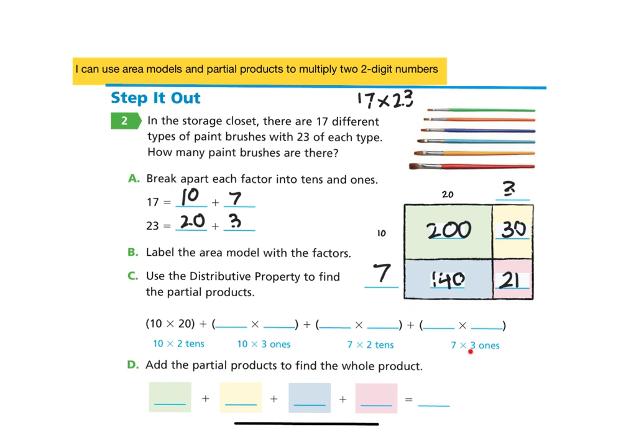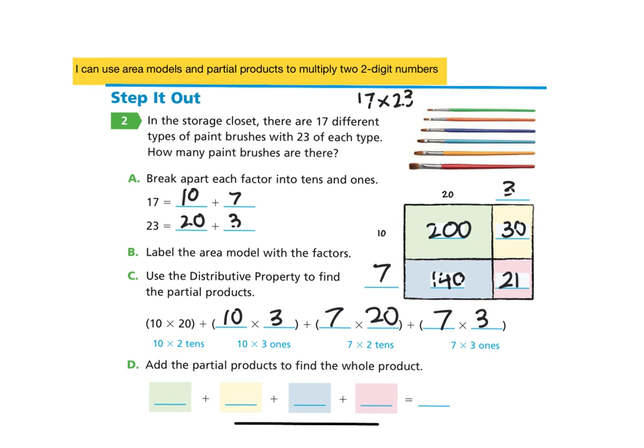So down here, we're just writing what we did over here. We started with 10 times 20, and then we did 10 times the 3 ones, which is just 10 times 3. Okay, and we're going to add that to how we distributed the 7 through. So we started with 7 times our 2 tens, which is the same as 7 times 20. And lastly, we did 7 times our 3 ones. Okay, and now that gives us our partial products.